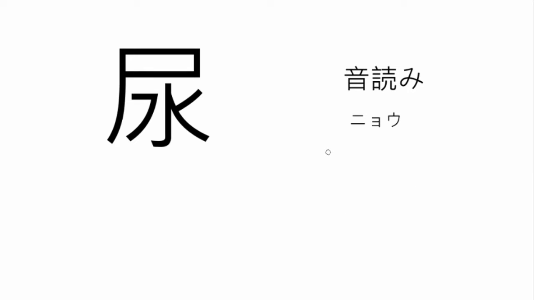The next kanji is the kanji for urine. The onyomi reading is "nyo", which means urine in Japanese. The kunyomi reading is also "nyo" in this instance. Gosh, I can't even speak. But I didn't bother to put it down because the onyomi reading and the kunyomi reading are the same in this instance.